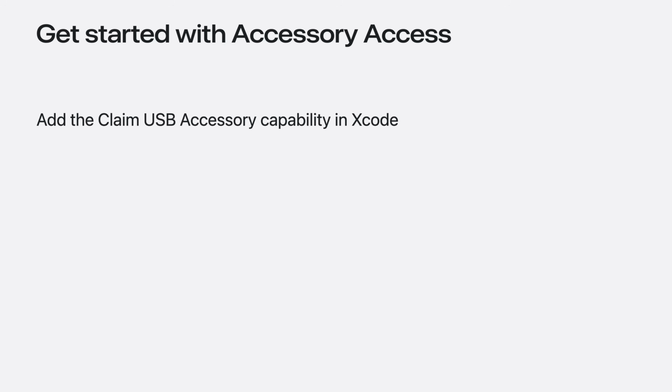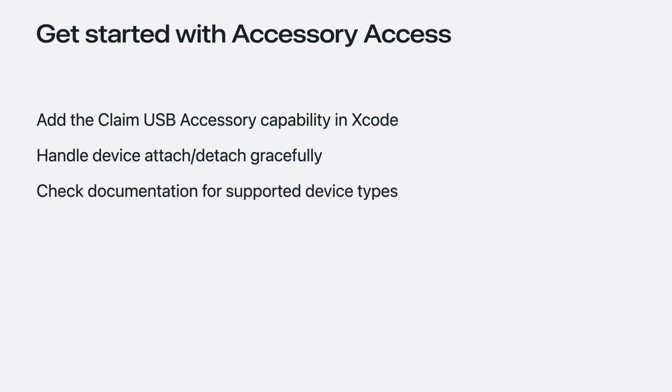In order for your app to use Accessory Access, add the Claim USB Accessory capability to your Xcode target's capabilities. Remember that people can choose to attach or detach devices from your app at any time. Your app should handle these events gracefully. Consult the Accessory Access documentation for details on supported device types.